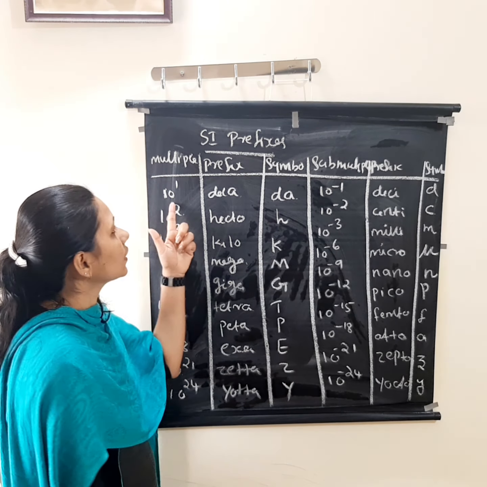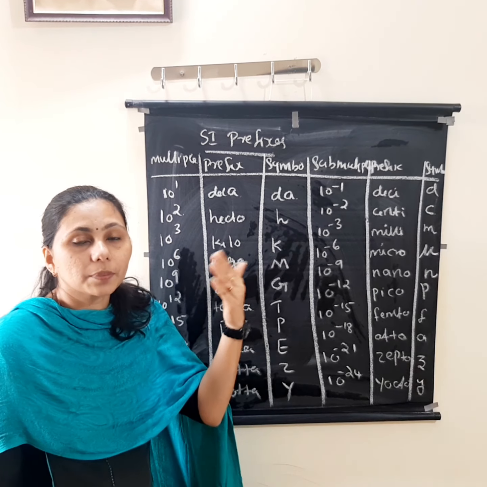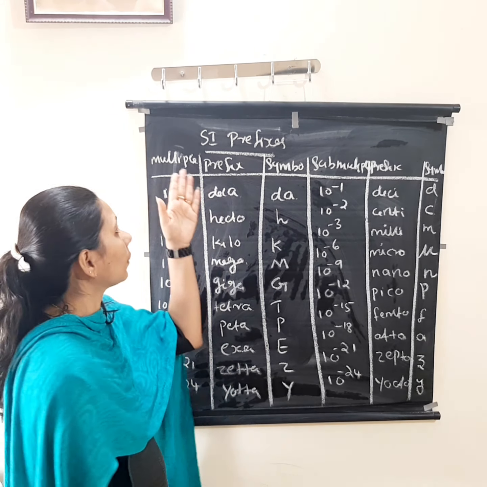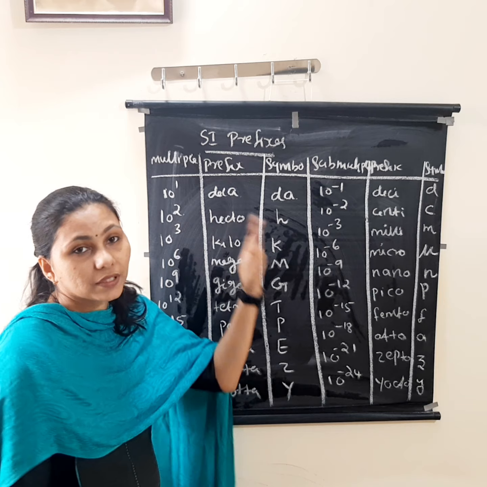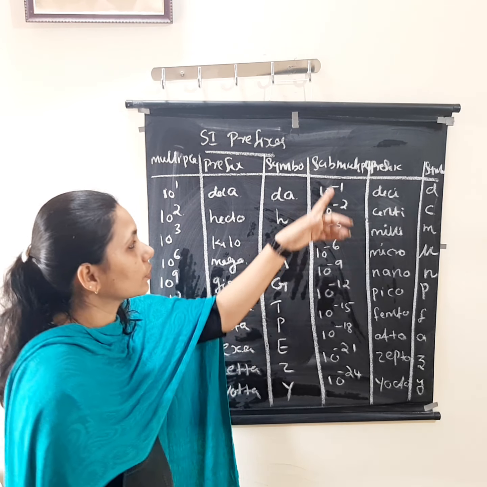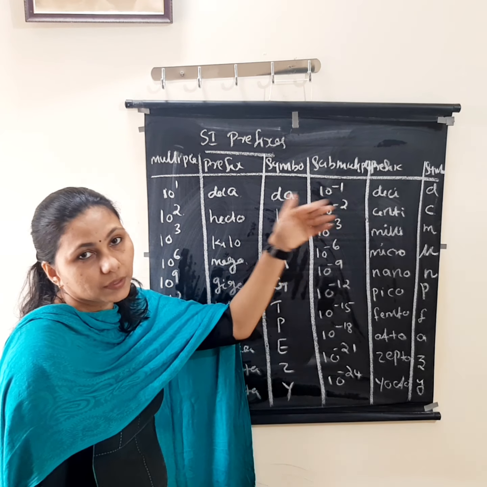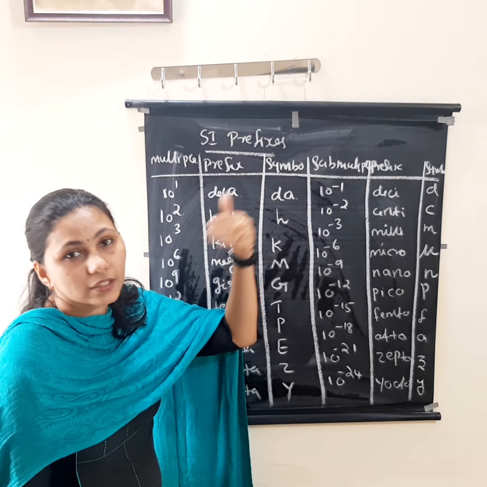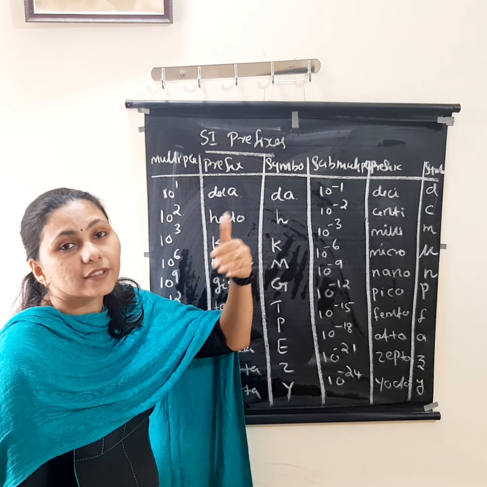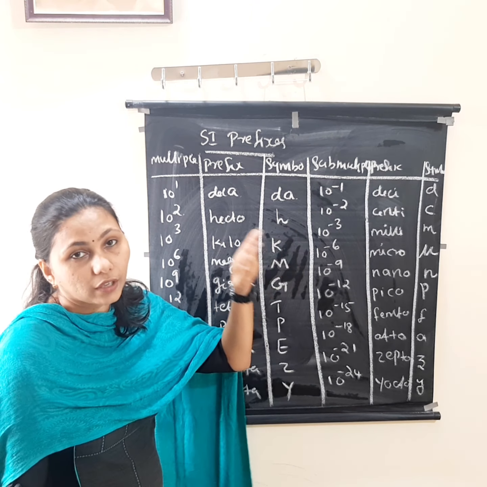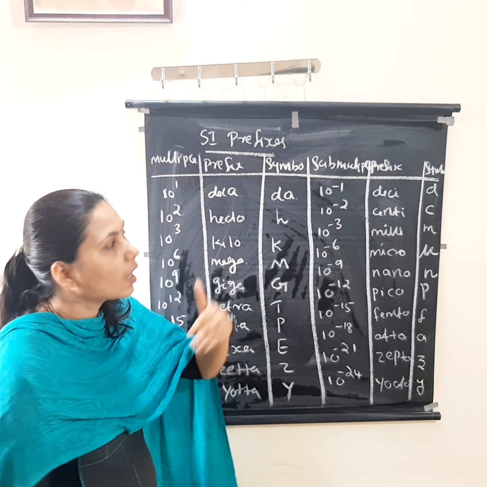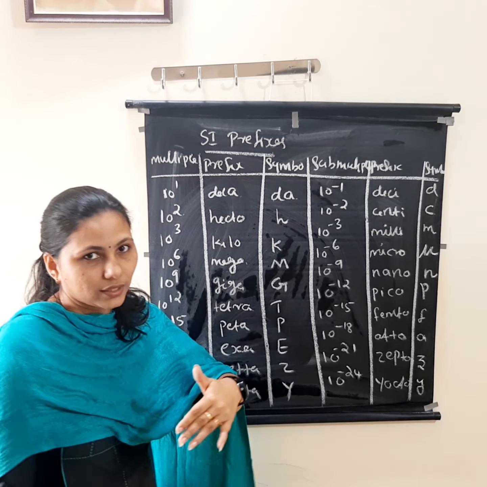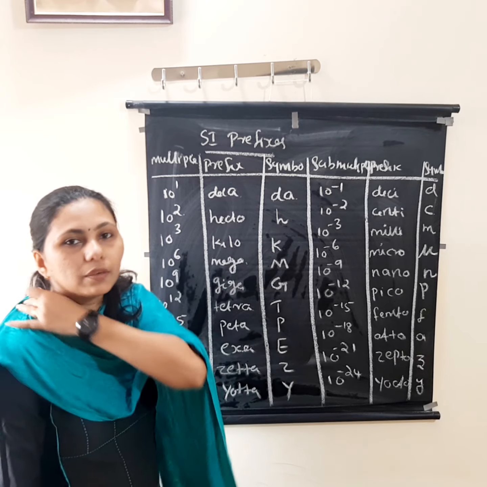Okay, so first is multiple. To express large quantities we are using multiples, and for expressing smaller quantities we are using sub-multiples. That means 10 raised to minus 1, 10 raised to minus 2, that is small quantity. 10 raised to 2, 10 raised to 3, etc., are large. So we are using multiple prefixes for those, but in case of small quantities we are using sub-multiple prefixes.